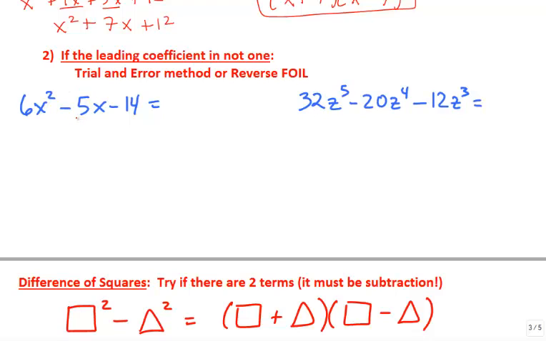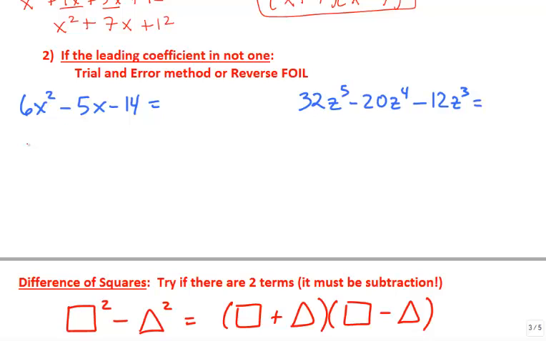So these are not easy. There's a lot of trial and error. So be prepared to be checking lots of scenarios until you find the combination that works. So how do we do this? Well, don't forget, before you jump right in, always, always, always check for a GCF. So if I look at this problem, unfortunately there isn't one because 6, 5, and 14 do not have any common factors. So I can ignore the GCF, and now I can jump right into my reverse FOIL.